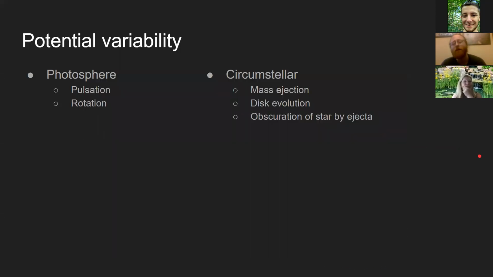So it's a good idea to try to understand what might be changing in these BE star systems that we see brightness variability. And generally, there's two broad categories. You can have changes that happen in the photosphere, either from pulsation or rotation. But with BE stars, you can also have circumstellar variability. Disks can build up or dissipate, they can evolve and change structure, and ejected material can sometimes obscure the photosphere, maybe causing a net dimming as the photosphere is blocked by ejected mass.